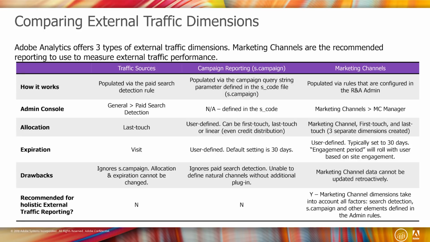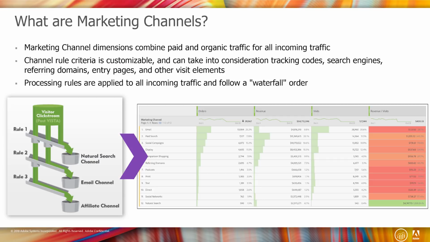And we'll get into the reasons why, but the short answer is that traffic sources is useful for setting up paid search detection. Campaign reporting is useful for setting up other paid campaigns, and marketing channels combines all of that along with your organic and natural channels as well into one uber powerful marketing channel set of dimensions.